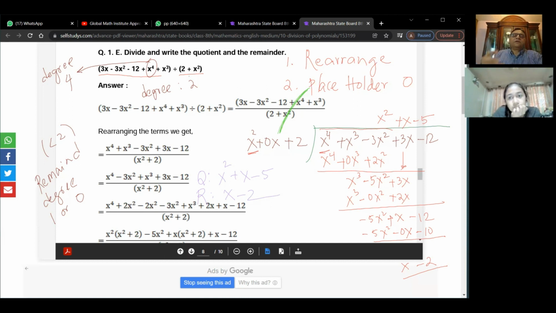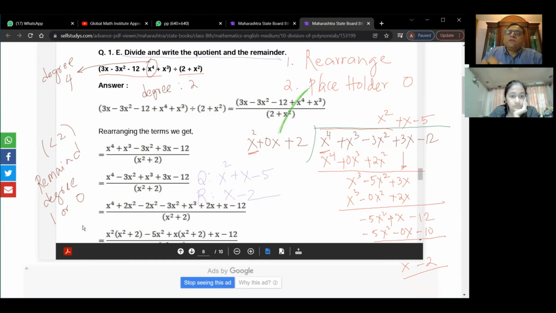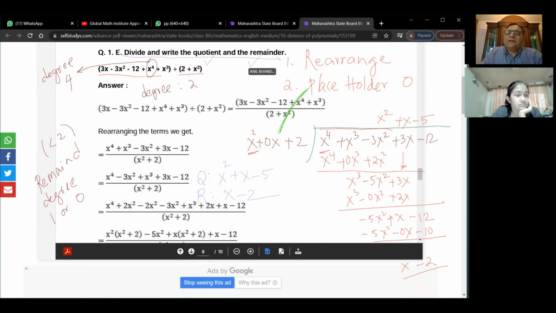The question here is very simple. Question is divide and write quotient and the remainder, right? You can follow any process of division. Long division is the standard way. We will follow that method and then we'll write down the quotient and the remainder. So we have solved the question, correct? That is how we'll do. Is that clear to you?